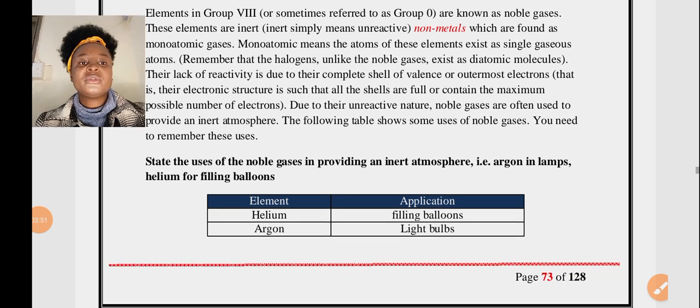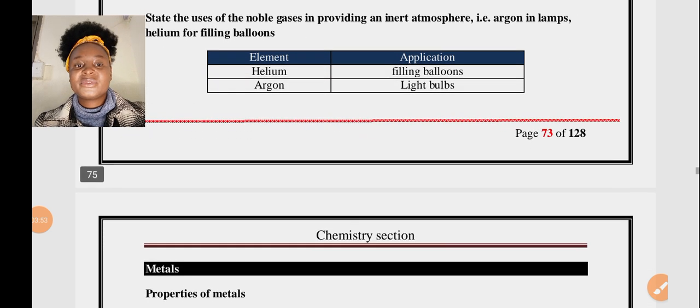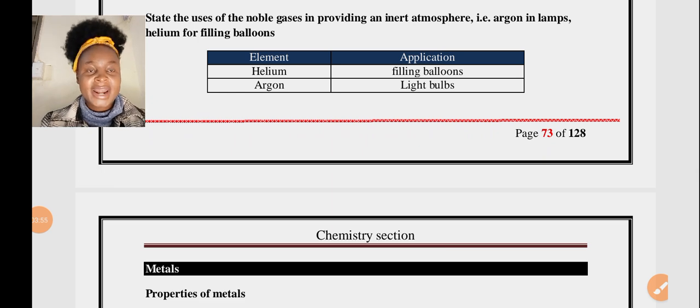Helium is the one that we use for filling balloons, right? Argon is for light bulbs, right? So that's the end of this topic. The parts of the periodic table, we will end here.